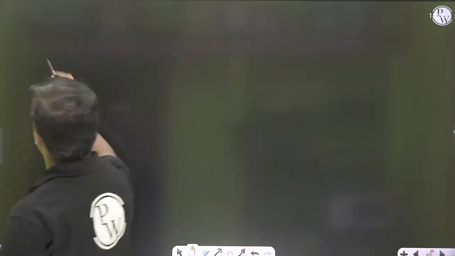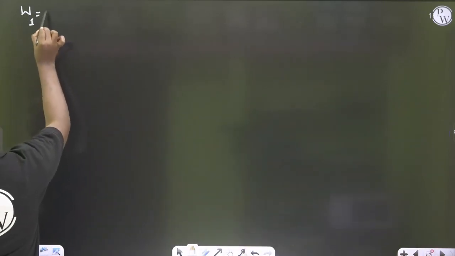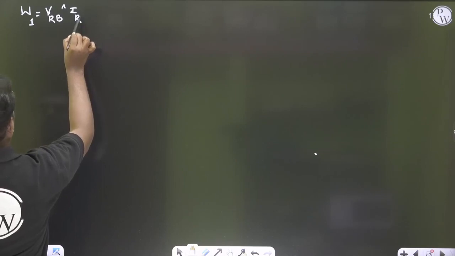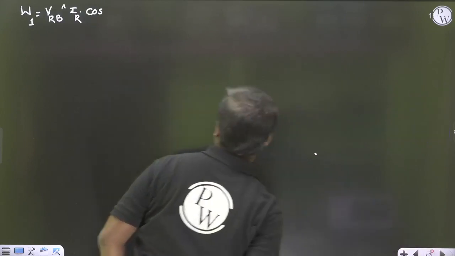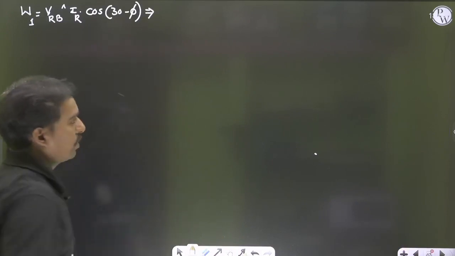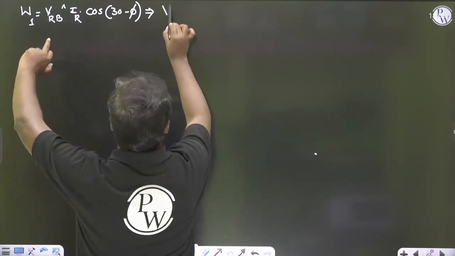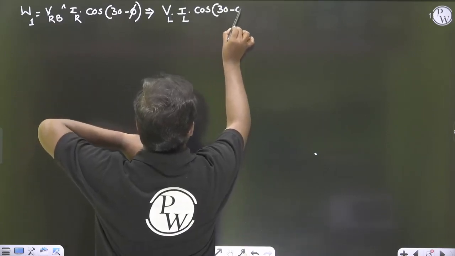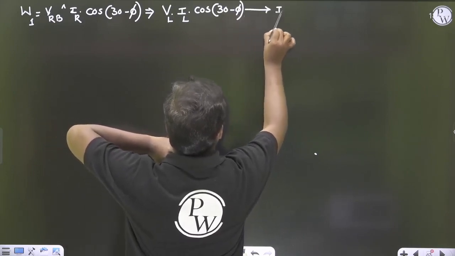So what is the wattmeter 1 reading? Let me write here. Wattmeter 1 reading: VRB, IR, and the angle between them. What is the angle? VRB and IR angle, cos of 30 minus phi. So please remember these equations, which can be written as VL, IL cos of 30 minus phi. This is equation number 1, most important.